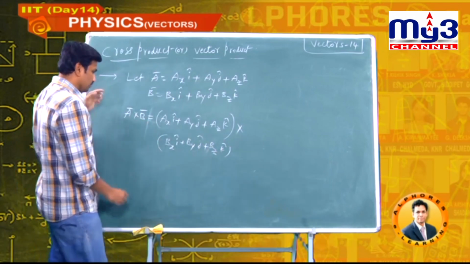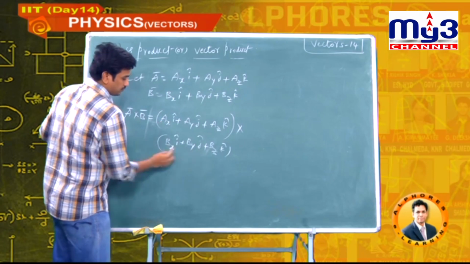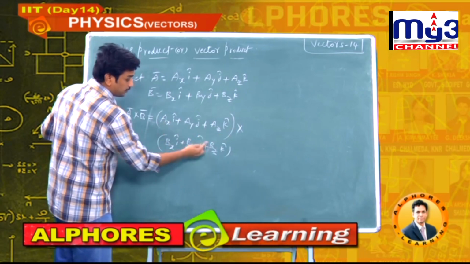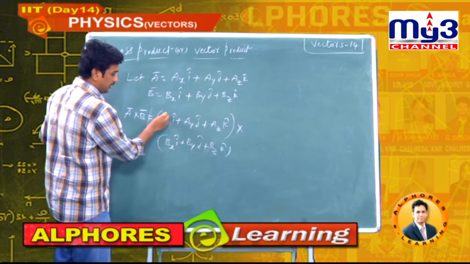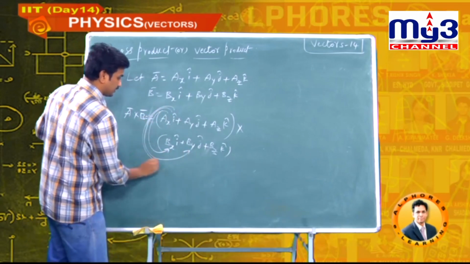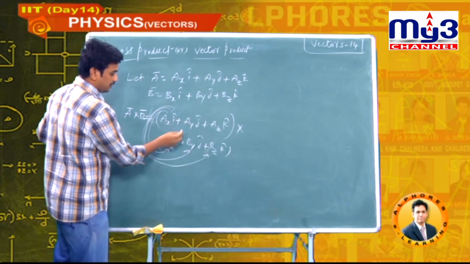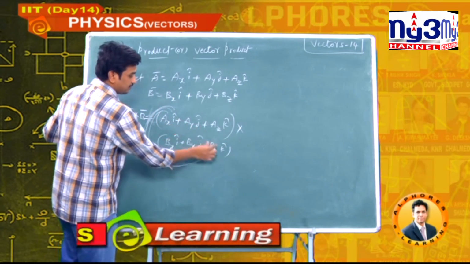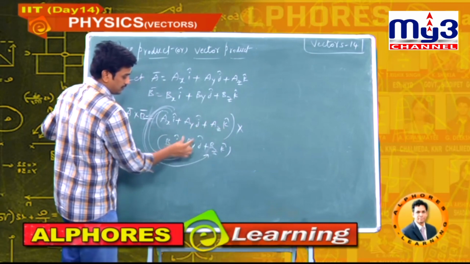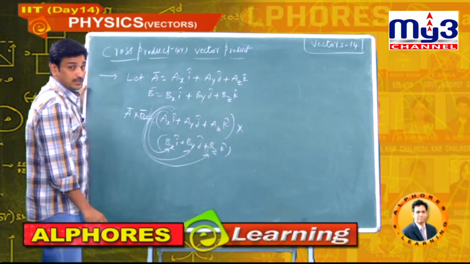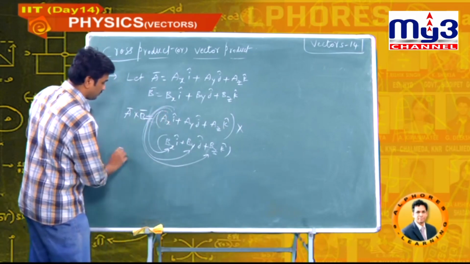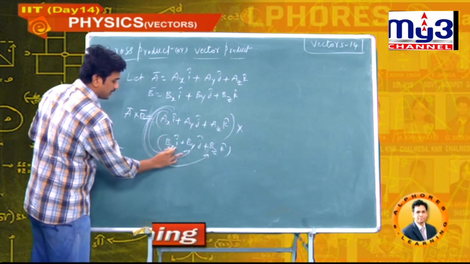How will I do it? First term with three terms: AX i cap with BX i cap, AX BY j cap, AX BZ k cap. Term to term: AX with first term, AX with second term, AX with third term. Next, AY with first term, second term, third term. Next, the last term with the first one, second one, third one. Same thing we did even in dot product. Keep in mind. Now, first one, AX i cap cross BX i cap.